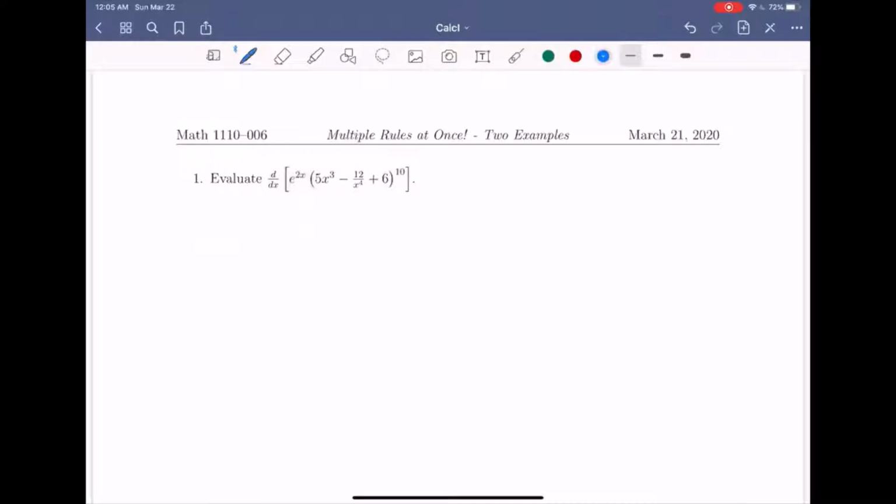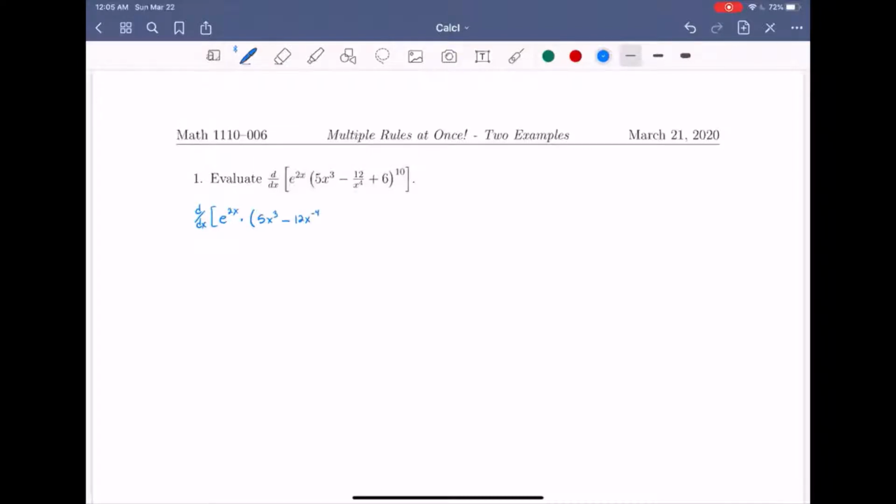Before I do any of that, I'm just going to write down the problem because I want to keep my work really organized. So I'm going to do the derivative of e to the 2x times (5x cubed minus, and instead of writing 12 divided by x to the 4, I don't want to do the quotient rule when I take the derivative of this part later on. So I'm going to write this as 12x to the negative 4 using my negative exponents because I know the power rule works for negative exponents.